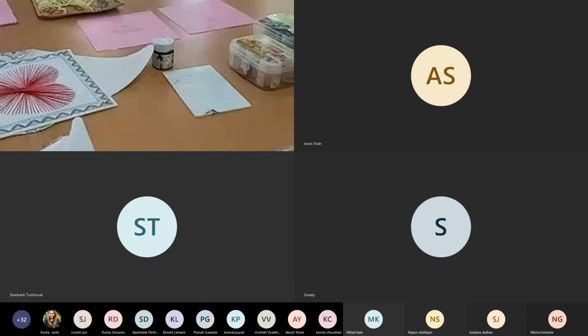Also, I have seen many of them getting confused or correlating Madhubani and Kalamkari. People tend to consider Kalamkari also as Madhubani.